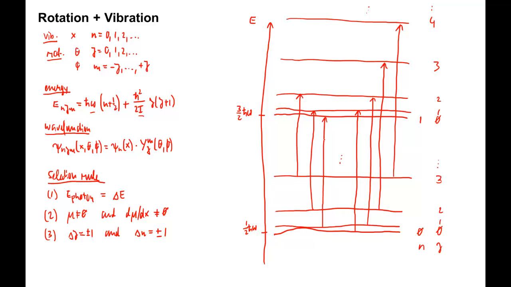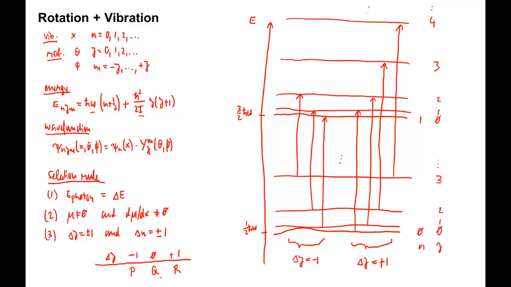We end up with one group of transitions with delta J equals -1, and another group with delta J is +1. These groups are called branches and are labeled with letters. For delta J equals -1, it's a P branch. For 0, it's the Q branch. For +1, it's the R branch. Even though the Q branch is forbidden in our case of linear diatomics, it is possible for more complicated molecules.